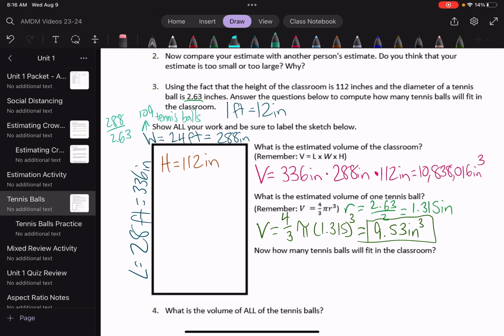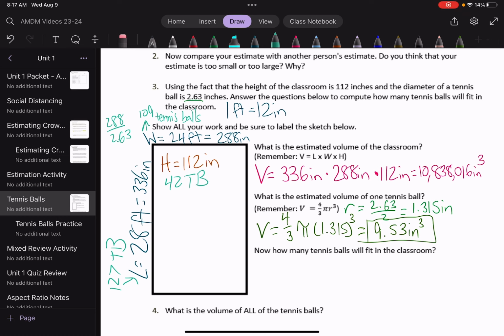I'm going to do the same thing with my length. So I'm doing that 336, dividing it by 2.63. That gave me 127.75. Again, I can't have part of a tennis ball. So I'm going to say that my length is 127 tennis balls. And lastly, I'm going to do my height. So I'm going to do 112 divided by that 2.63. And that gives me 42.58. Can't have a partial tennis ball. So I'm going to say that my height is 42 tennis balls.